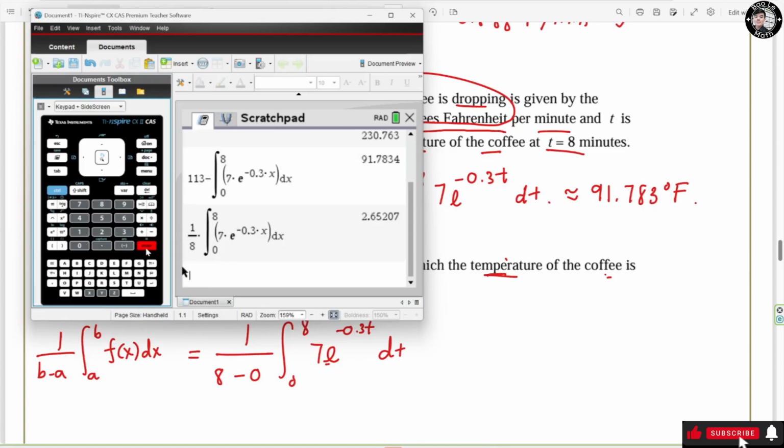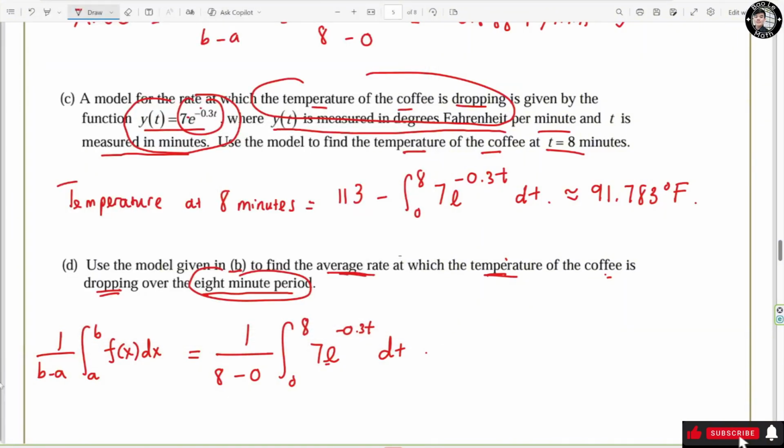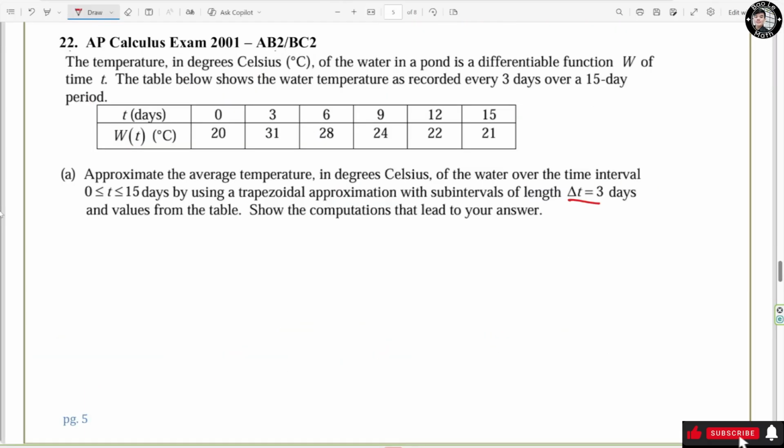The answer is 2.652 degrees per minute, right? So I'll get a 2.652 degrees per minute. Now let's move on to question 22.